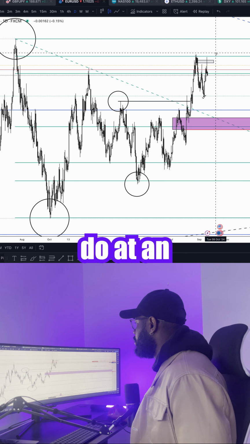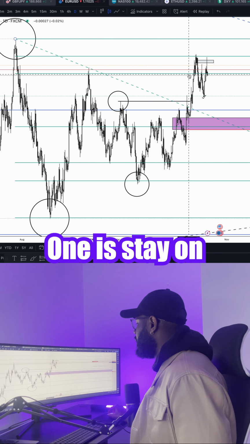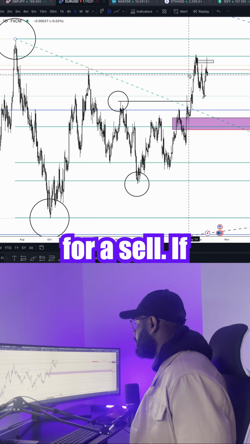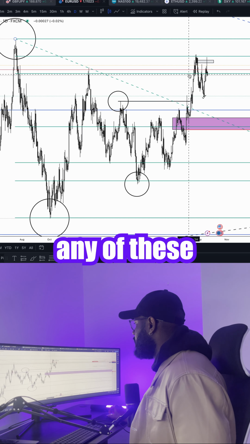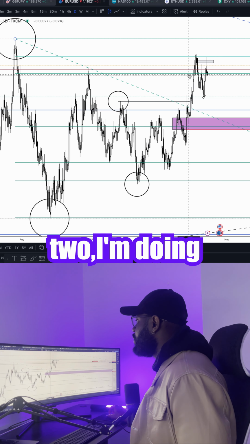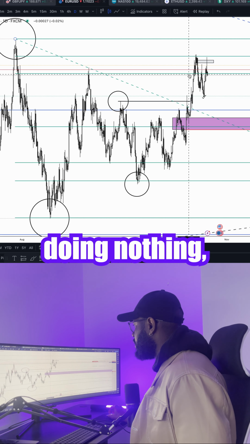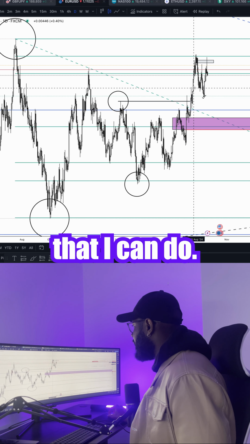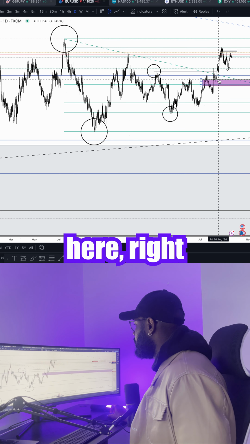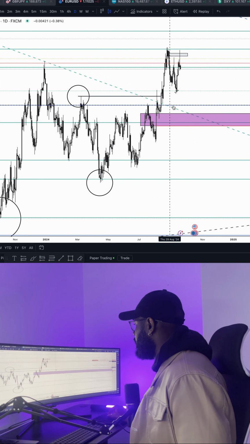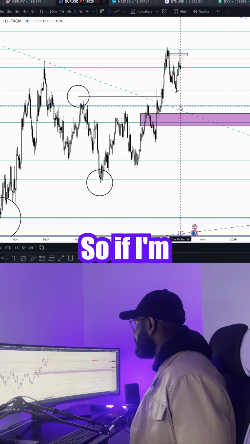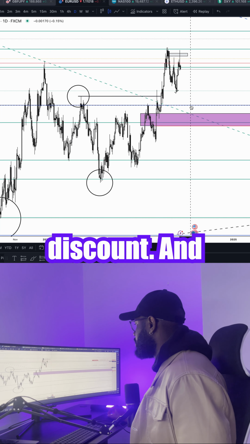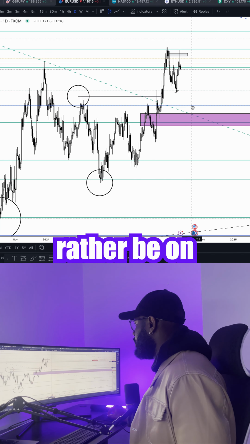There are two things I can do at an extreme premium zone. One is stay on the sidelines. Two is look for a sell. It's either I'm staying on the sidelines doing nothing, or I'm looking for opportunity to sell. Those are the two things that I can do. And right here, this is our equilibrium. So if I'm looking for a buy, I'll most likely prefer to buy below equilibrium, which is discount. And if we're not there, I'd rather be on the sidelines.